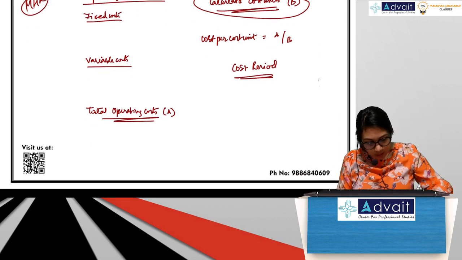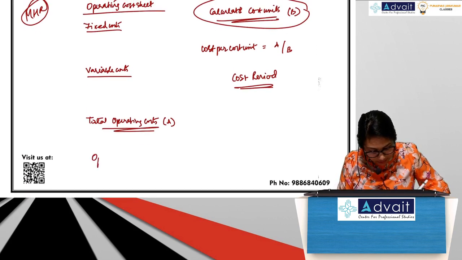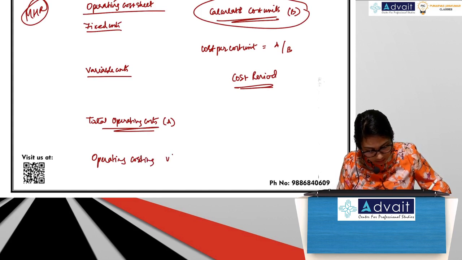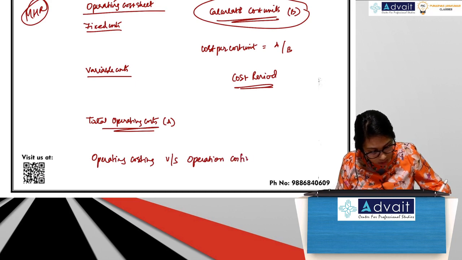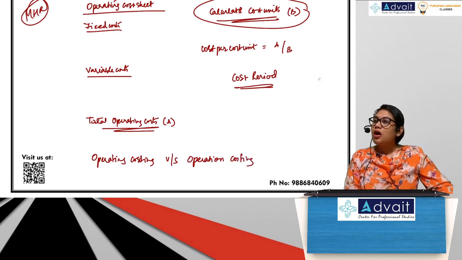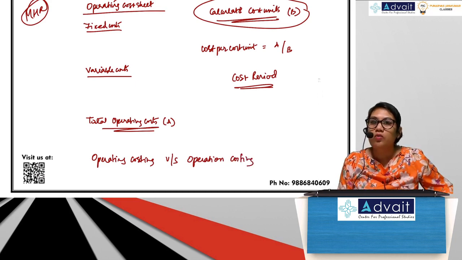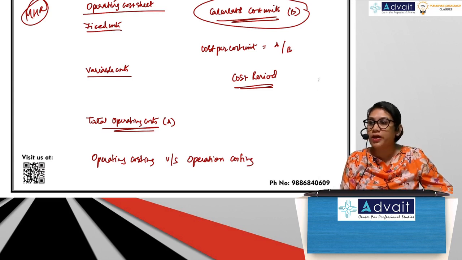Now one small thing I want to tell you. There is something called operating costing and there is something called operation costing. Are both the same? Why aren't they the same? What is operating and what is operation?